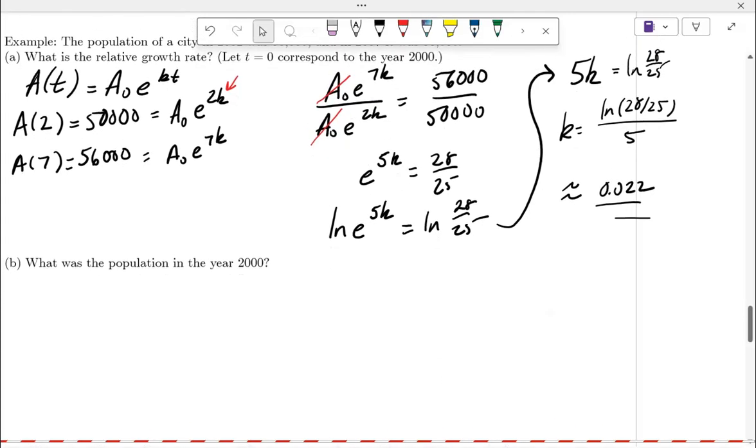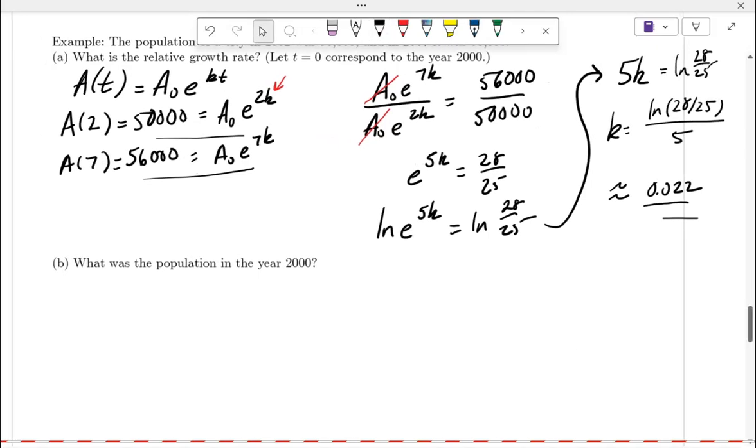The second problem, or sorry, the second part is asking you to find what? Yeah, the population at the beginning, right? It's asking you to figure out what a sub 0 is, isn't it? That's what it's asking for, right? But now that we know what k is, we can go back and use either of the two original equations that we came up with to find it, right?